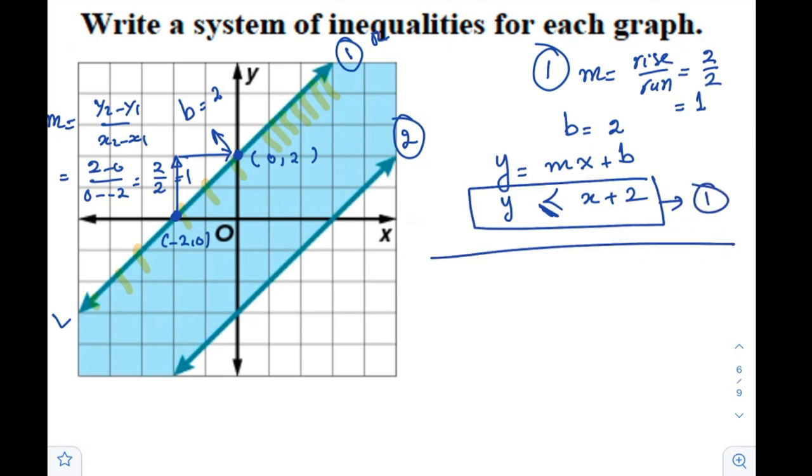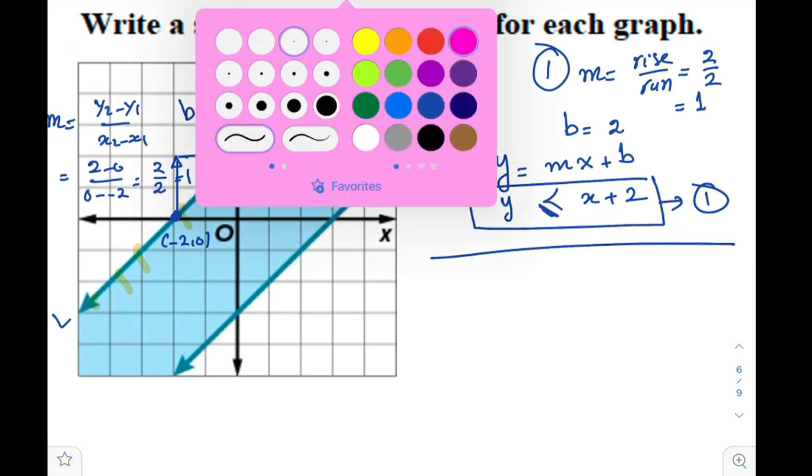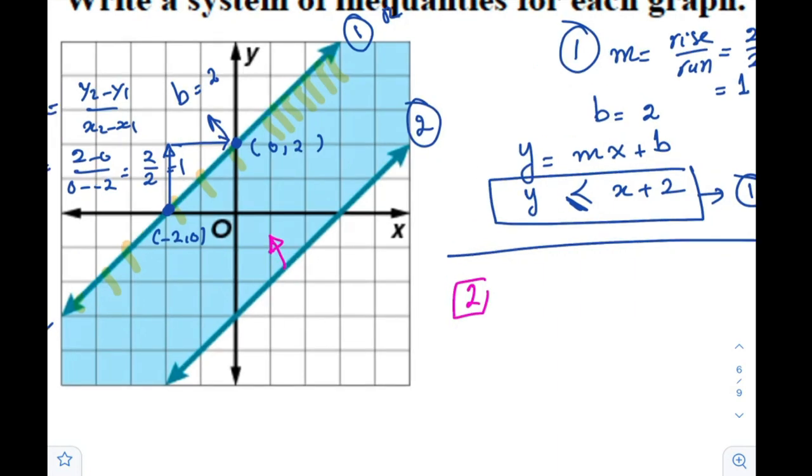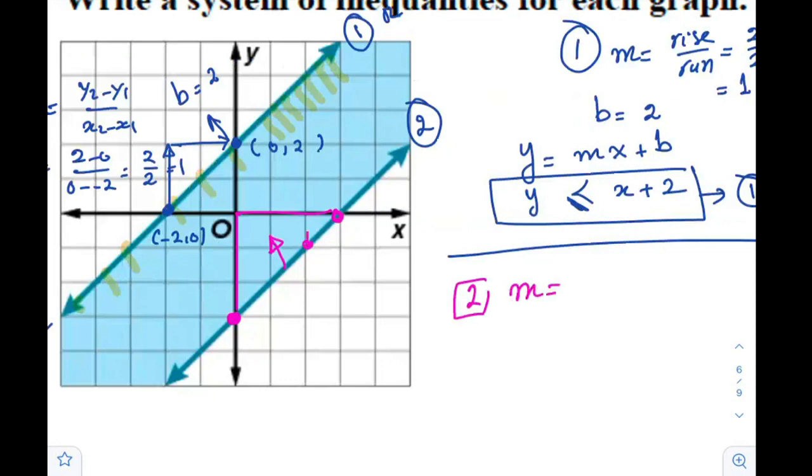Now moving to the second inequality, we have line number 2. Choose 2 points on the line. Slope is rise over run. You can choose any 2 points. You can choose this and that one, by the way. It's 1 over 1. In all cases, the slope will be 1 over 1, which is 1, or 3 over 3, which is 1. Our y-intercept, which is the point where the line crosses the y-axis, is minus 3. So our b is minus 3.